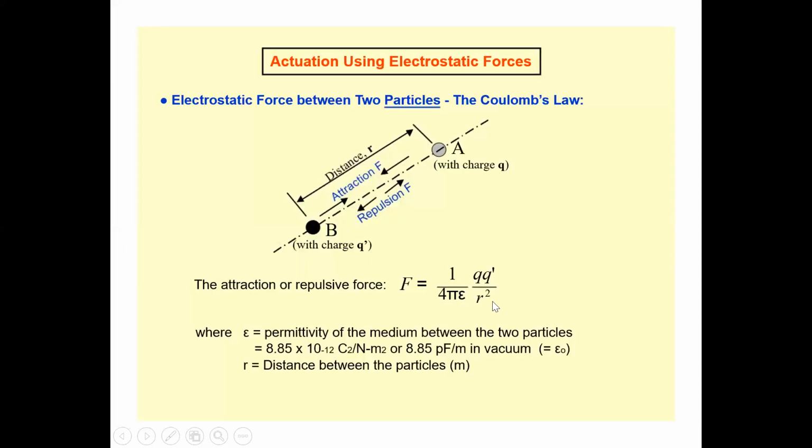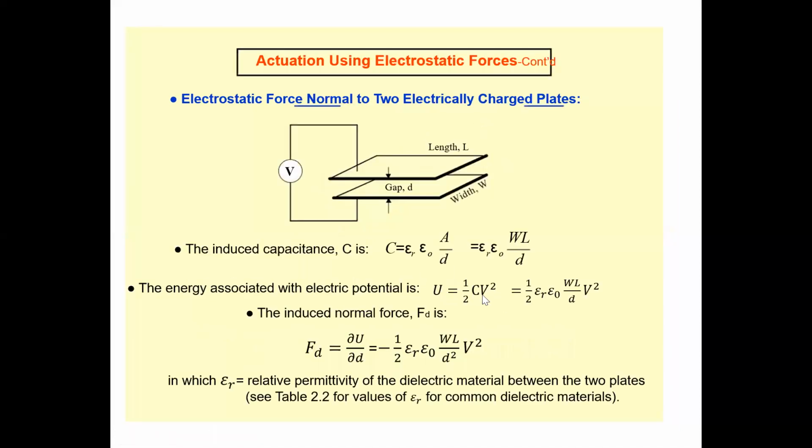Epsilon is the permittivity of the medium, which in vacuum, epsilon naught, is 8.85 times 10 to the minus 12 coulomb square per newton meter square, or 8.85 picofarad per meter. And r is the distance between the particles. So the more the charge, the more the force, and the lesser the distance, the higher the force, because the electrostatic force is inversely proportional to the square of the distance between them.